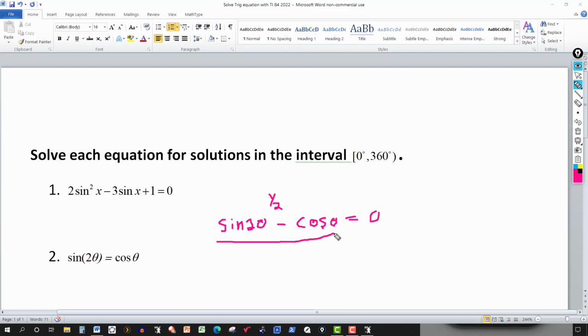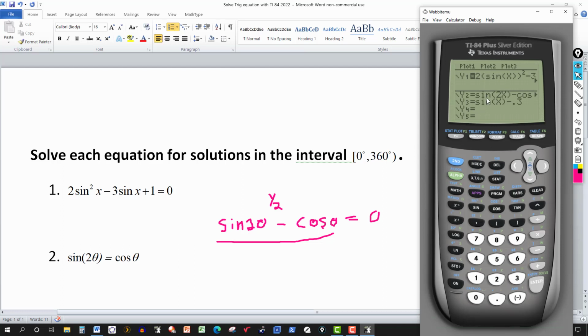And when you do the trace, where y equals 0, that generates the zeros of that graph, which of course will give you the solution to this equation. We'll go to y equals, and I've already entered that one, sine 2x minus cosine. So I deselect the first one. I don't want to graph that again, so I deselect it, hit enter there.